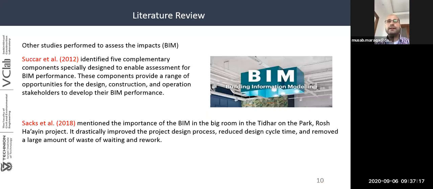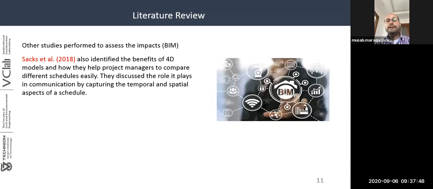Other researchers studied the impact of BIM. According to Sarkar et al., he identified five complementary components specially designed to enable assessment of BIM performance. Moreover, Zax et al. mentioned the importance of BIM in the big room in a project called Rosh Ha'ayin, and they found that it drastically improved the project design process, reduced design cycle time, and removed a large amount of waste of waiting and rework. Also, Zax et al. studied the relation between BIM and planning in terms of 4D, and they found the benefits of 4D models and how they can help project managers to compare different schedules easily.